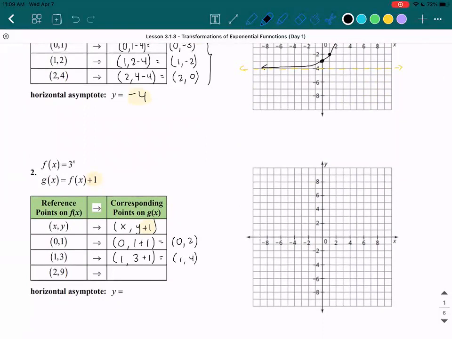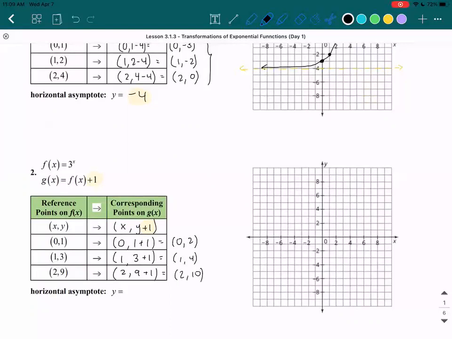And then last but not least, we have 2, comma 9 plus 1. Remember, the x value stays the same. The y value changes because this is a vertical translation, which means we are moving up or down. And so only the y value can change if we're doing something vertically. Remember, the vertical is the y value. So that's the one that's going to change. It's the up-down direction.